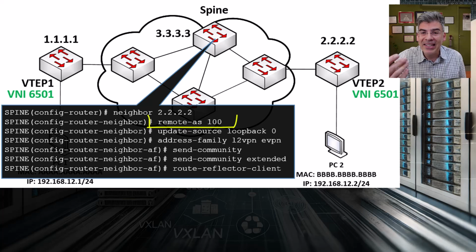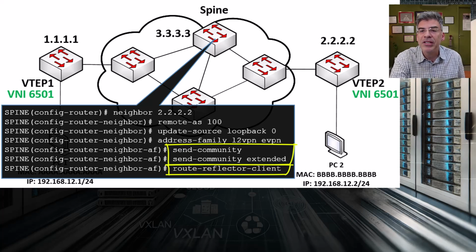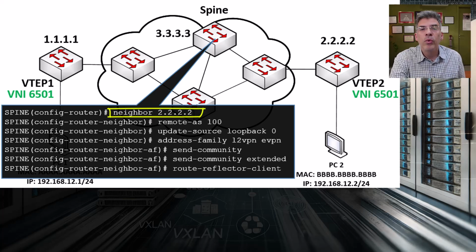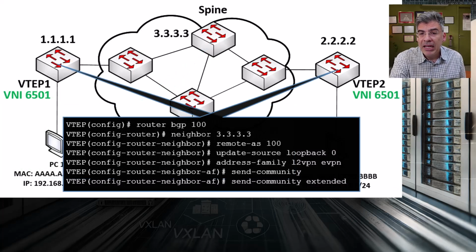We have the same AS number, the same address family commands, and the same community and route reflector commands. The only difference is that the peering is made with neighbor 2.2.2.2, which indeed is VTEP2. Now let's go over to the VTEPs and configure their end of the BGP peerings.